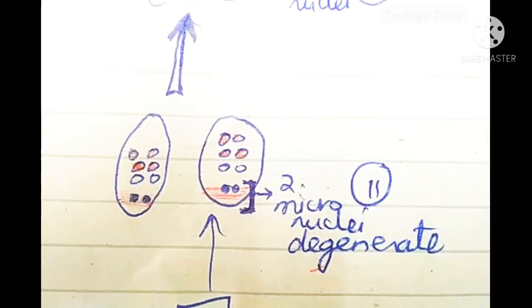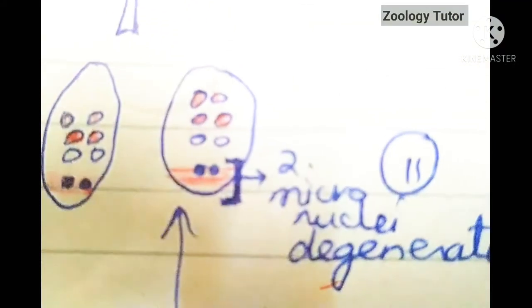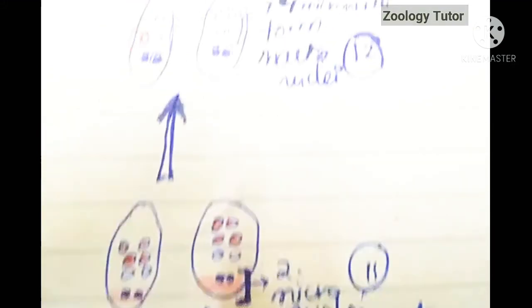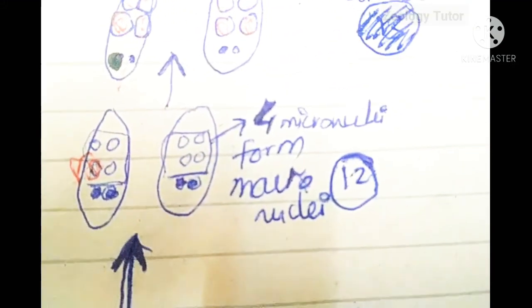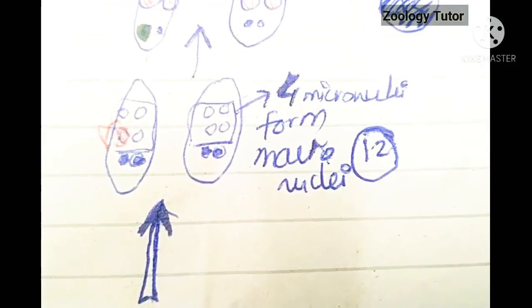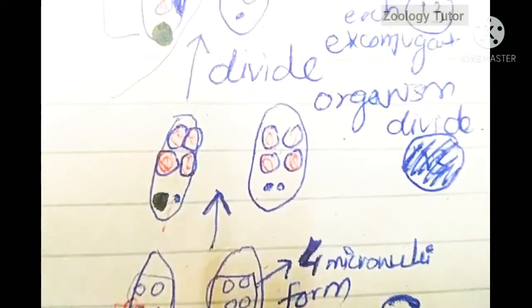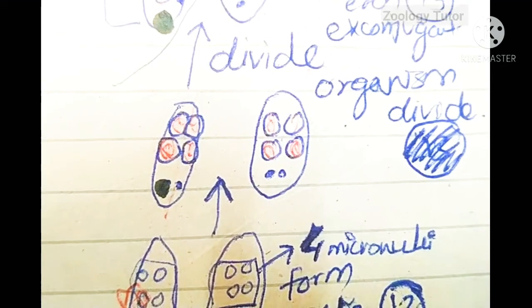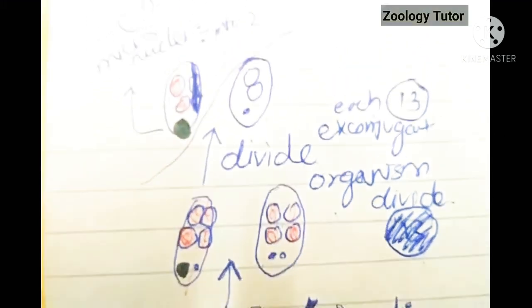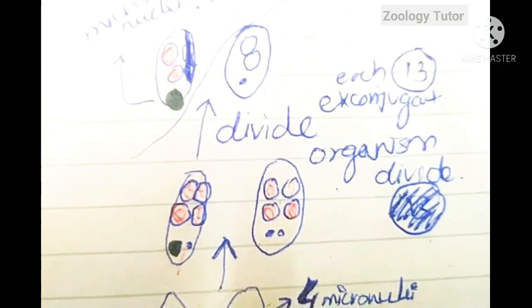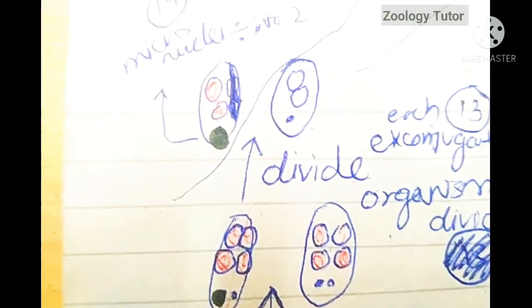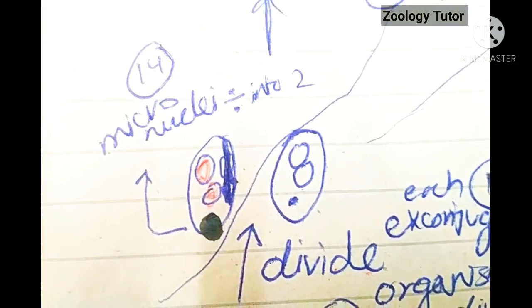2 out of them will degenerate, so we will have 6 of them. Out of these 6, 4 micronuclei will form 4 macronuclei, meaning increasing in size. And then the 2 will remain in them. Then they will divide vertically, meaning in half. So we have 2 macronuclei in each and 1 micronucleus.